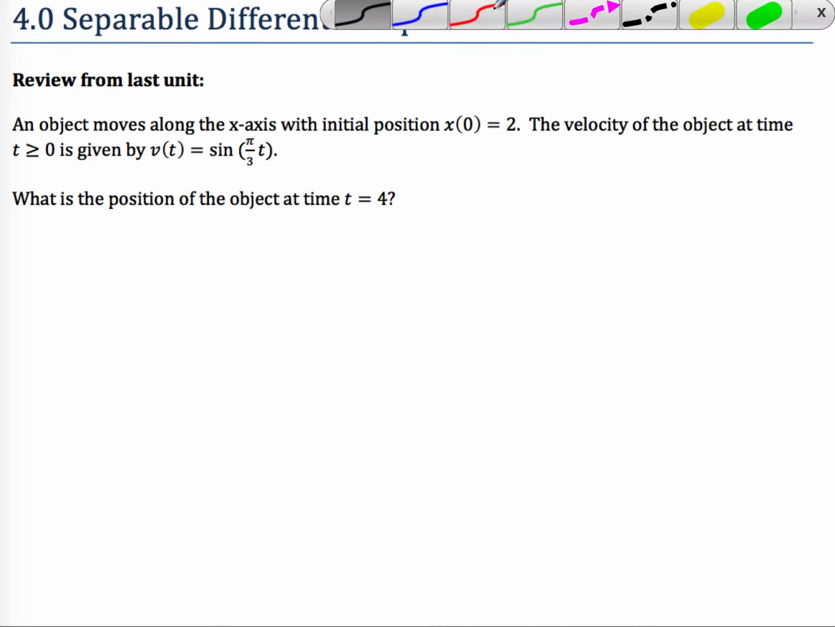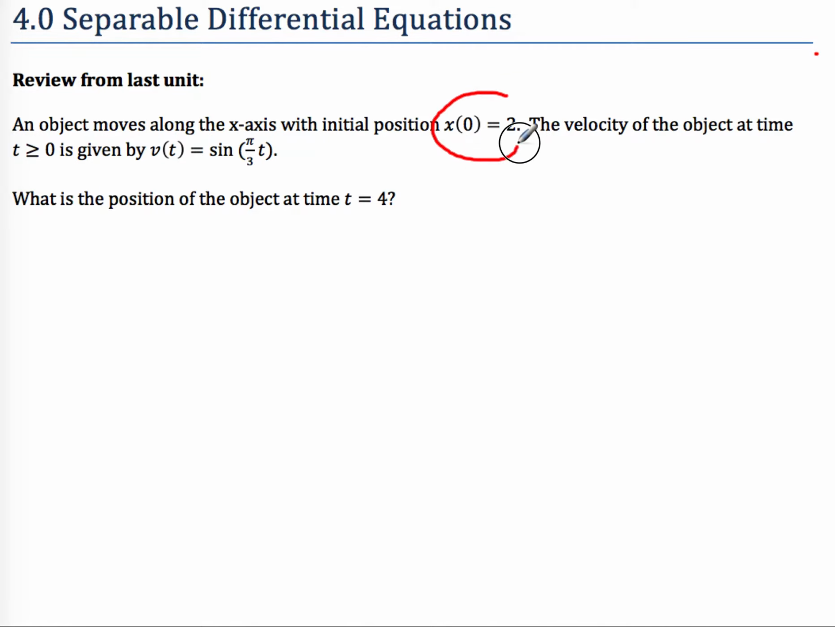Hi there, we are going to start off today with a little bit of review from last unit. So let's see, an object moves along the x-axis with an initial position. So we know that it's starting when x is 0, then the position's at 2. The velocity of the function at the time t greater than 0 is given by this velocity function.